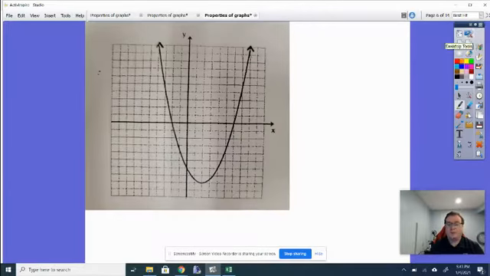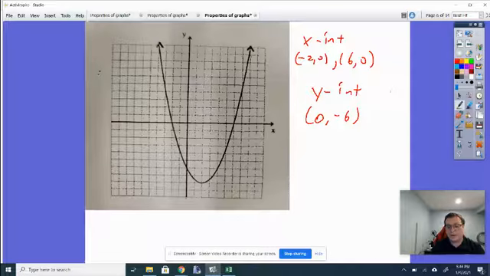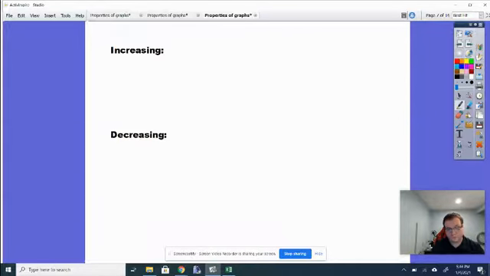Okay, now the nice thing about x-intercepts and y-intercepts is there's only one way to write them. So my x-intercepts here are going to be -2, 0, and 6, 0. Y-intercept is going to be 0, -6. So again, only one way to write these.